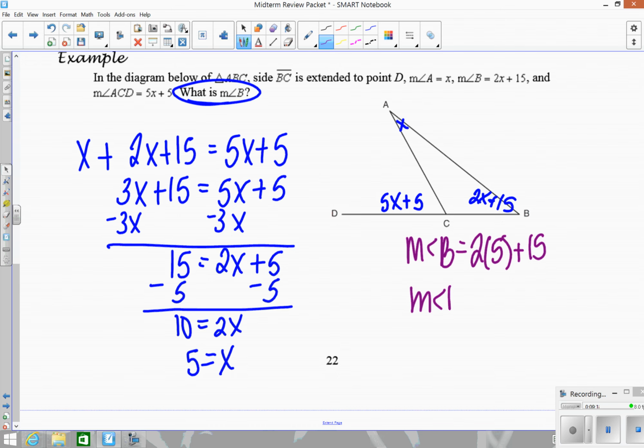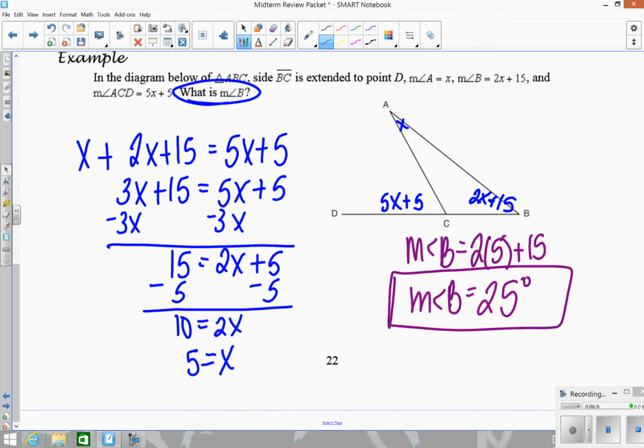So the measure of angle B is going to be 10 plus 15. So we get 25 degrees. And again, if this were a multiple choice question, you would see 5 in your answers as well as 25 in your selection to choose from. So always make sure you actually answer the question they're asking you to.